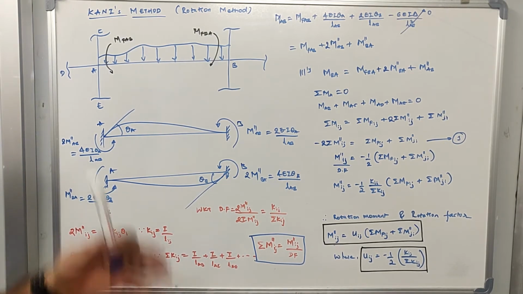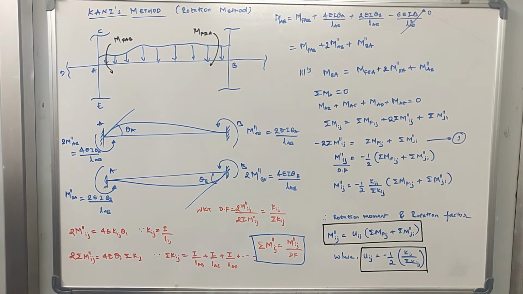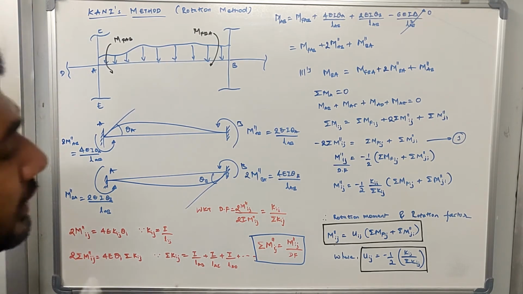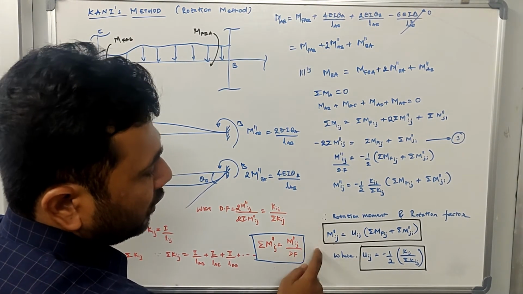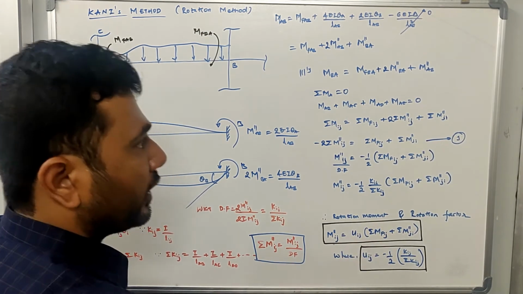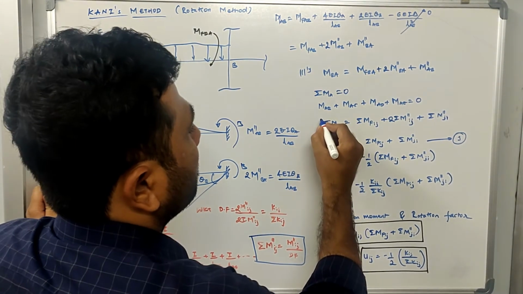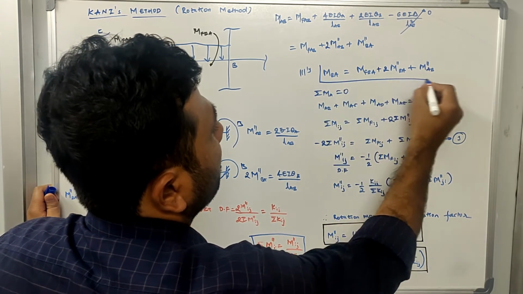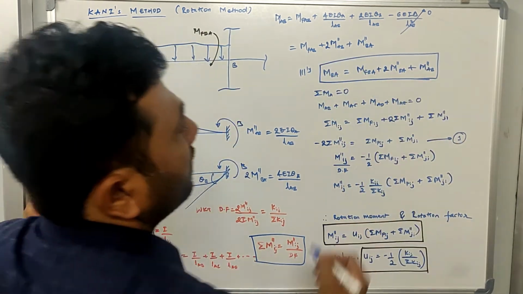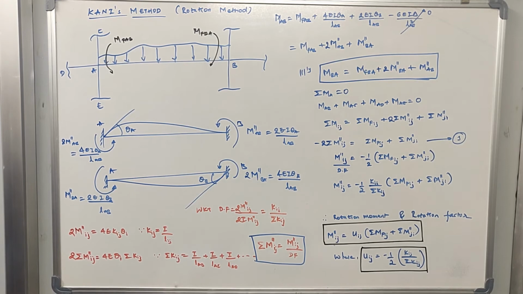Even if you find difficulty in deriving this equation, you can ask me the question. If you find difficulty while solving the problem, you can ask me the question. Okay, so you have to remember these two equations. First equation, which is your rotation moment, the second equation is your rotation factor. Okay, so once you remember these two, also remember this equation. Right? So based on these equations, I would like to solve the problems on Carney's method.